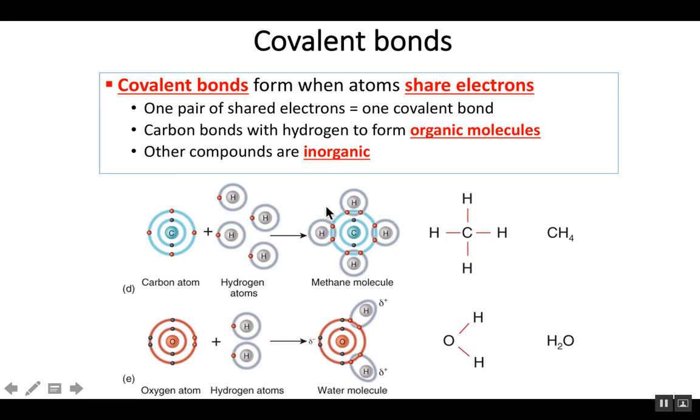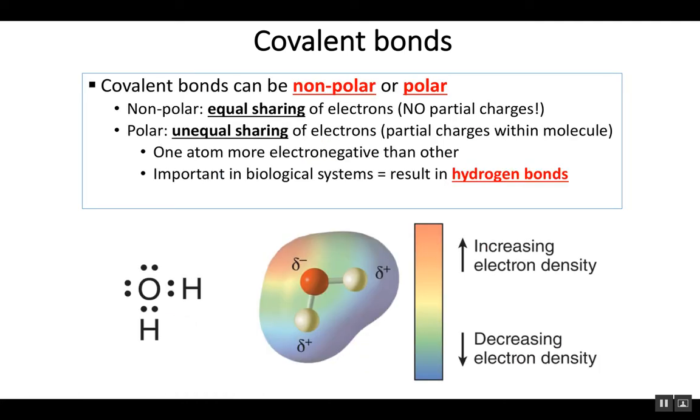If you look at methane, it's equal sharing. When it's equal sharing, there's no partial charges that exist. We're going to talk more about this, but when you have this partial positive and partial negative, we call that polarity. Water is a polar molecule. It's polar because it has opposite charges at different areas within the molecule. Methane is nonpolar. It doesn't have any of these partial charges within the molecule. So that's a covalent bond.